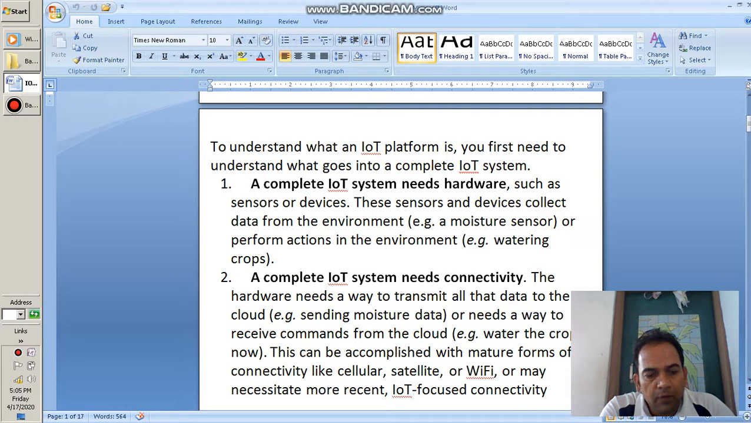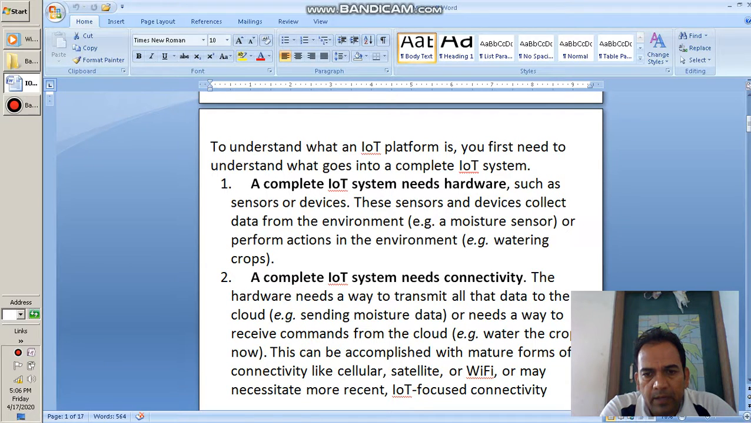As we have performed the different practicals in the IoT lab, we have come across what exactly this system consists of. You can answer such as sensors or devices. These sensors and devices collect data from the environment or perform actions in the environment. The devices which perform the actions are called actuators. We have already gone through the different types of actuators in the second unit.